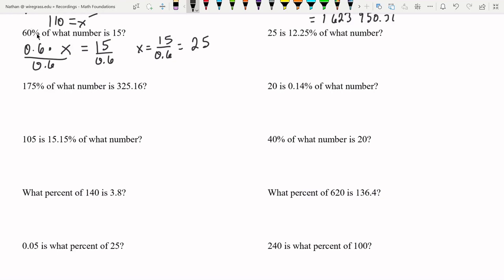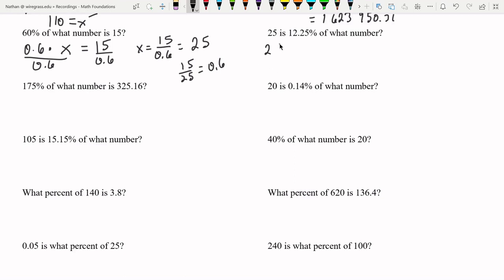60% of 25 is 15. 15 is the part, 15 is 60%, and 25 is the whole. 15 divided by 25 gives us 0.6 or 60%.